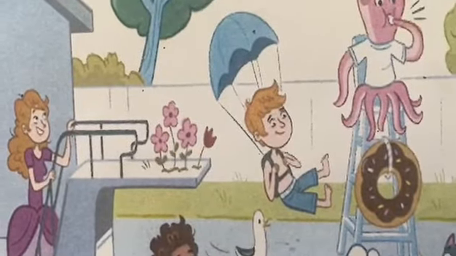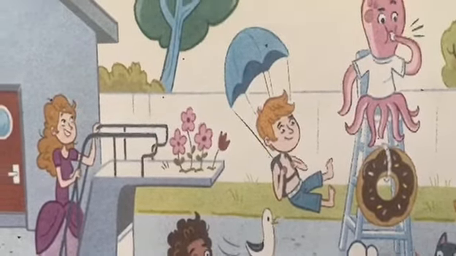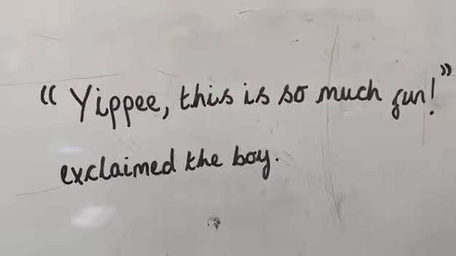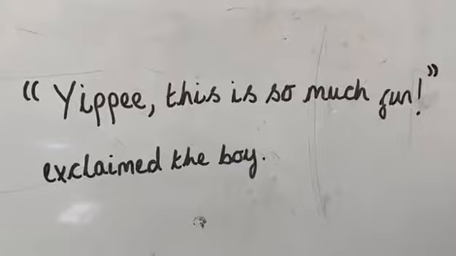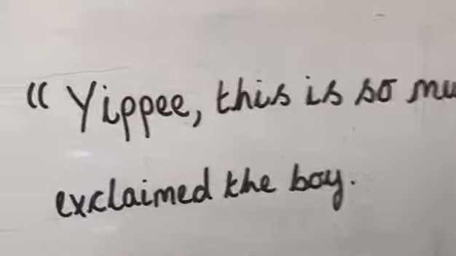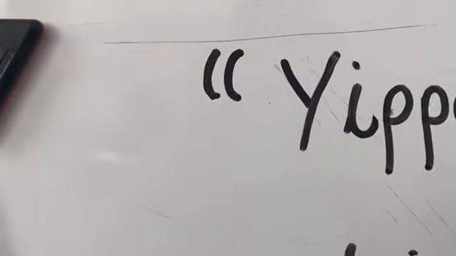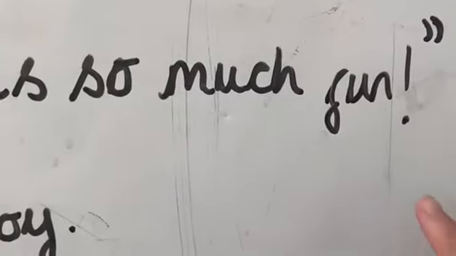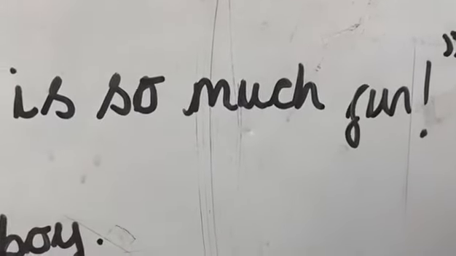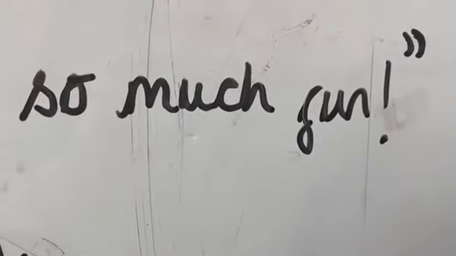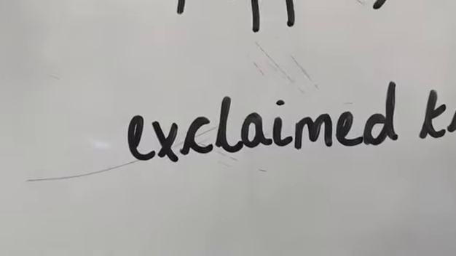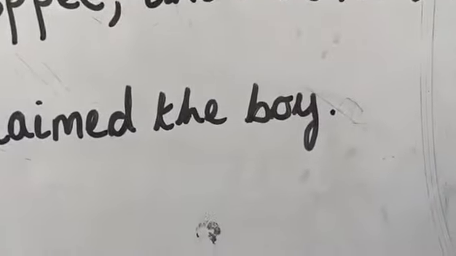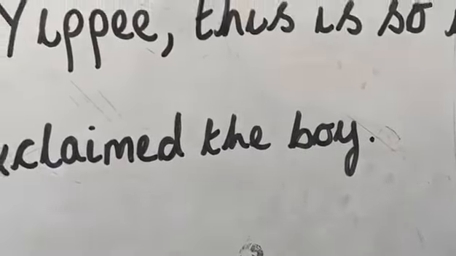I've had a go at writing a sentence using this picture of this boy who is parachuting. Let's have a look at my sentence. "Yippee, this is so much fun!" exclaimed the boy. As you can see, I started with my opening speech marks. "Yippee, this is so much fun." I've ended in an exclamation mark because I think the boy is exclaiming how he is saying that. And I've ended it with some closing speech marks. As you can see here, I've used the word exclaimed instead of said, just to make it that bit more interesting. And I've written the boy because that is who is talking in the picture.